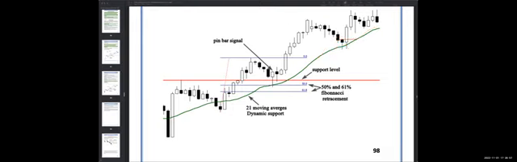You execute your buy. It can be aggressive, it can be conservative. Stop loss goes below the pin bar. Then you map out 1:3, 1:4, 1:5, or the next zone is your target. Then you execute. All right.